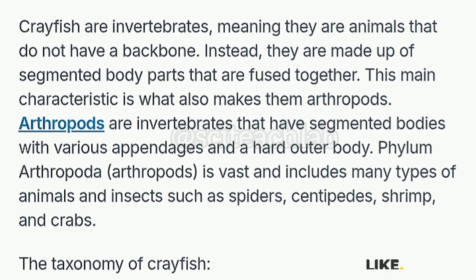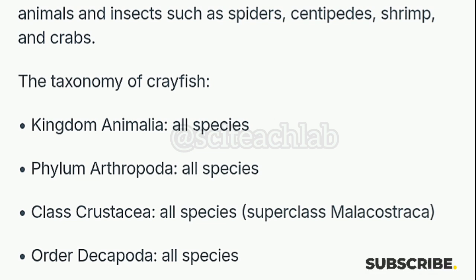So this main characteristic is what also makes them arthropods, because arthropods are invertebrates that have segmented bodies with various appendages, like we've already discussed in other specimens, and a hard outer body. Okay, so the phylum Arthropoda is vast and includes many types of animals and insects, such as spiders. So you can also be asked to compare specimen B, spider, with this crayfish because they belong to the same phylum Arthropoda.